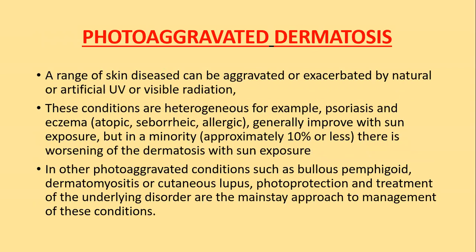Then the second last topic of today is photoaggravated dermatoses. There are a range of skin diseases that are aggravated or exacerbated by natural or artificial ultraviolet or visible radiation. These conditions are heterogeneous, for example, psoriasis and eczema, which can be atopic, seborrheic, or allergic, that often improve with sun exposure, but in a minority, approximately 10% or less, there is worsening of the dermatosis with sun exposure.